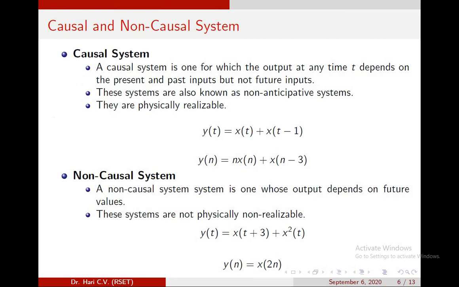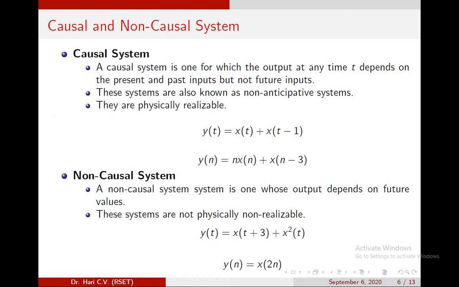The causal and non-causal system. A causal system is one for which the output at any time t depends on the present and past inputs but not future inputs. These systems are also known as non-anticipative systems. They are physically realizable systems. The example: y of t is equal to x of t plus x of t minus 1. Y of n is equal to n into x of n plus x of n minus 3.